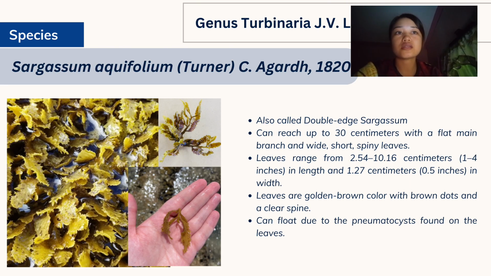Next is the Sargassum aquifolium. It is also called double-edged sargassum and can reach up to 30 centimeters with a flat main branch and wide, short, spiny leaves. The leaves range from 2.54 to 10.16 centimeters, or 1 to 4 inches, in length. Leaves are golden brown in color with brown dots and a clear spine. And also it can float due to the nematocysts found on the leaves.